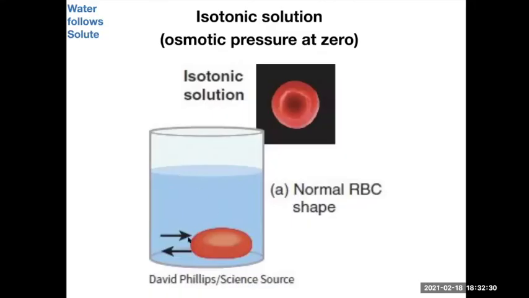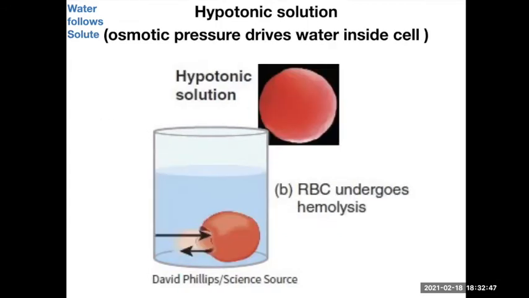In this case, there's no pressure either way. Whatever the overall osmolarity, they're equal. There's no net movement. The cell is nice and healthy. Osmotic pressure is 0. If we put a solution in here where there are fewer solutes in this solution, that is, the extracellular fluid, than there is inside the cell, what would happen?